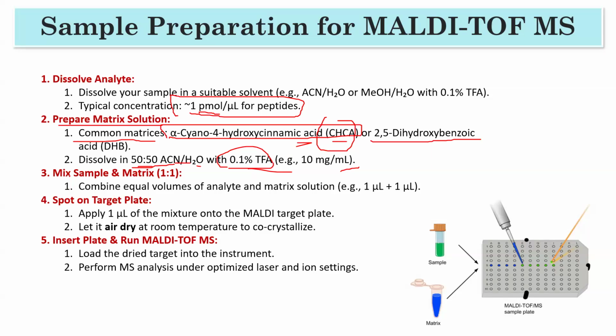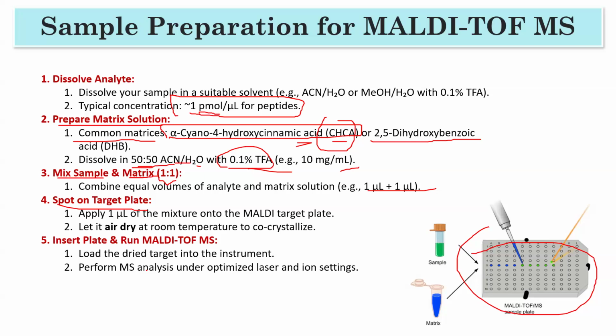Then you just mix the sample and matrix. It's up to you how you want to mix, but 1:1 you can consider. Then you just spot it on your target plate. This is the target plate. So actually MALDI is very easy, very simple. It takes like 5 to 10 minutes and your sample will be done.